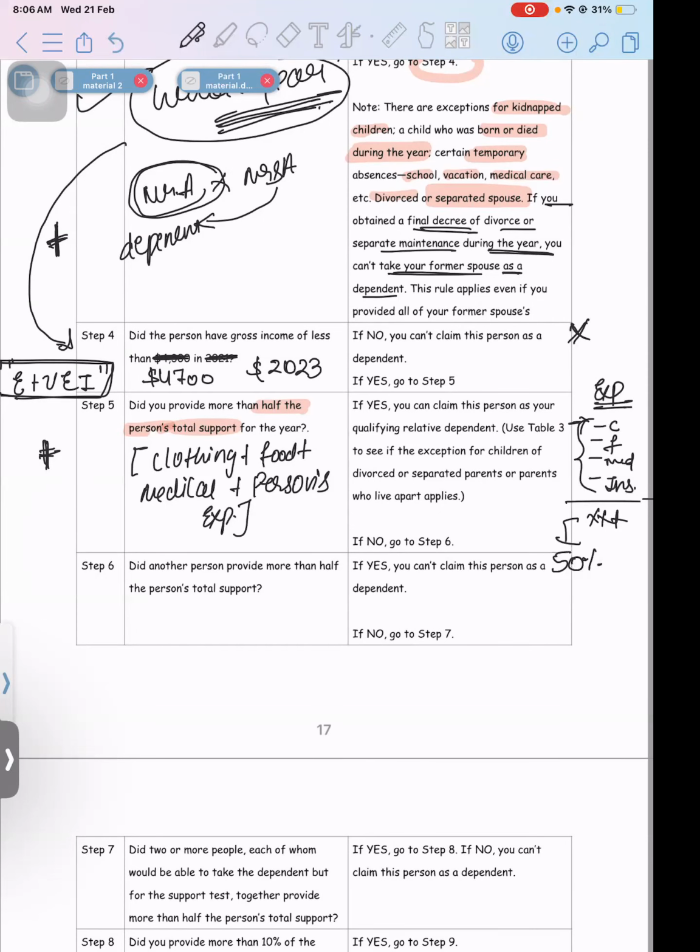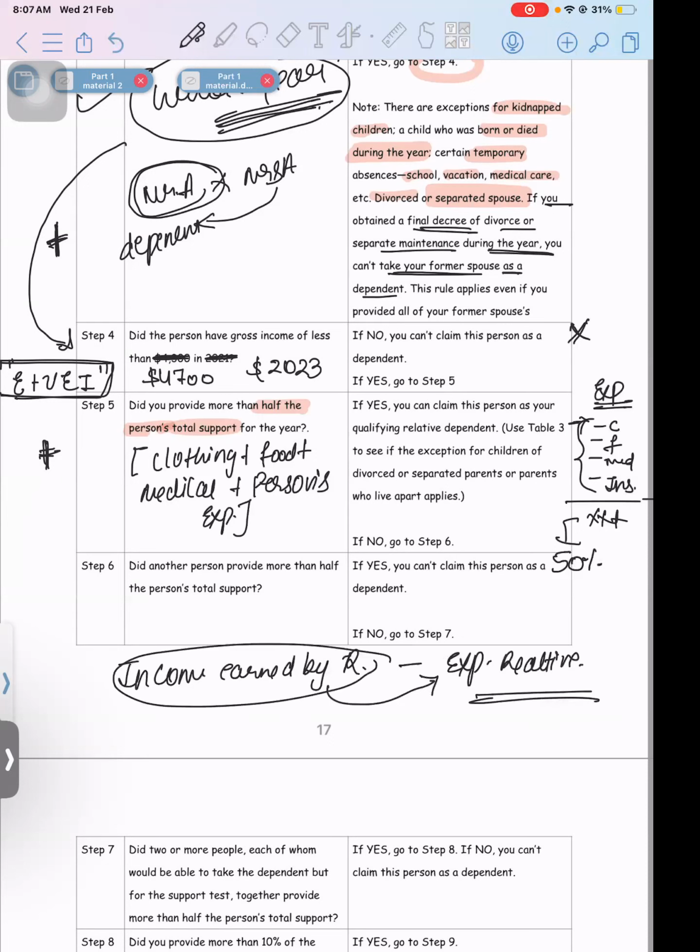The second type of question is they will give you income which is earned by the relative, and how much expense the relative is incurring. Then you have to compare whether the relative is spending 50% or less, or 50% or more. If he's spending more than 50% of his income, he cannot be claimed as a relative.